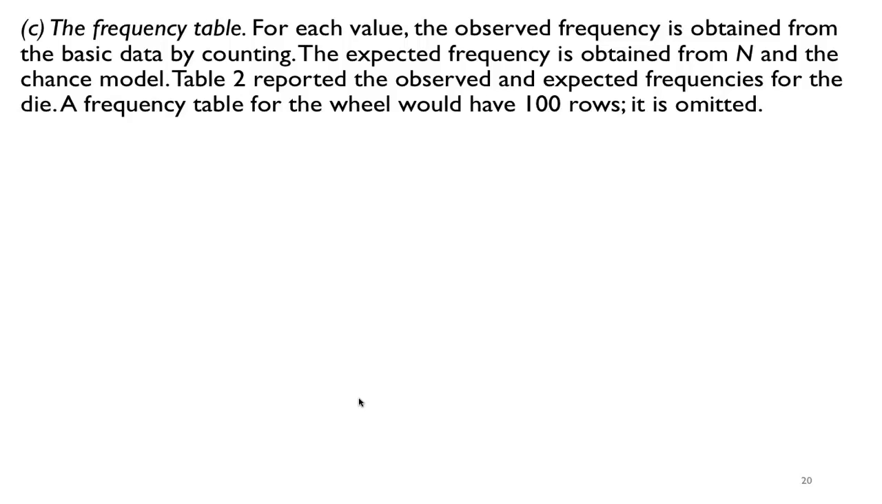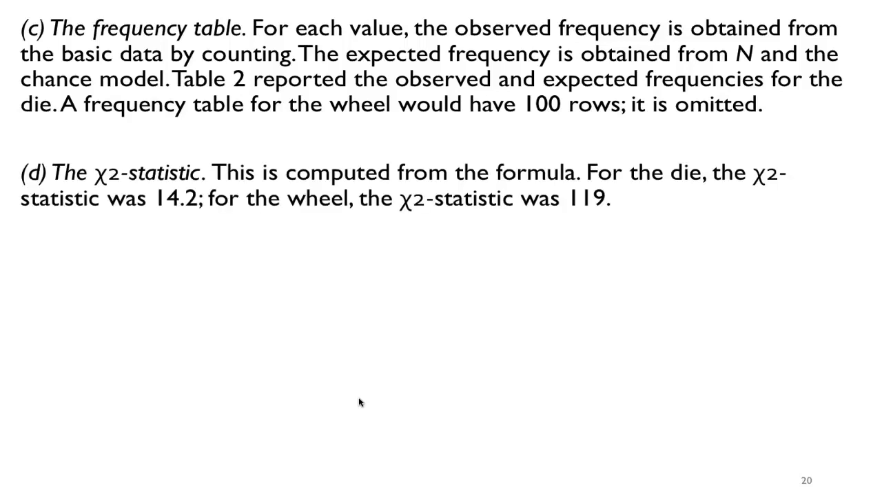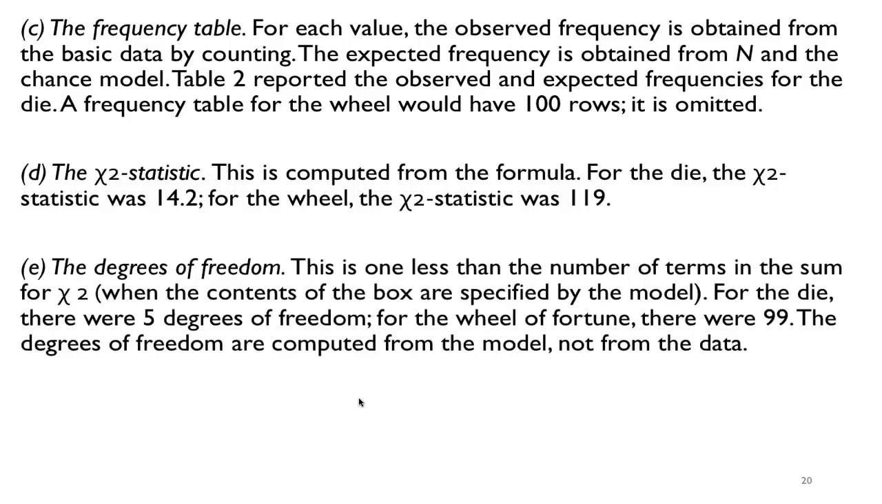And then we have to create a frequency table for each value. The observed frequency is obtained from the data by counting, and the expected frequency is obtained by using basic probability. Once you have the frequency table, we can calculate the chi-square statistic. This is computed from the formula that we saw earlier. For the die, that statistic was 14.2. For the wheel, it was 119. But we use that same formula. And then we also compute the degrees of freedom. Again, this is one less than the number of terms in the sum.